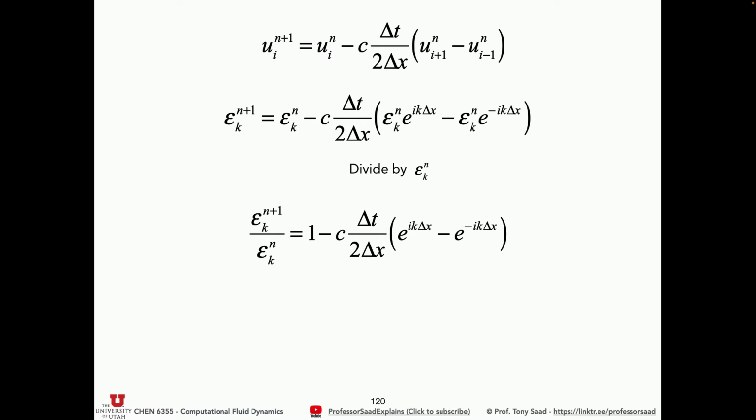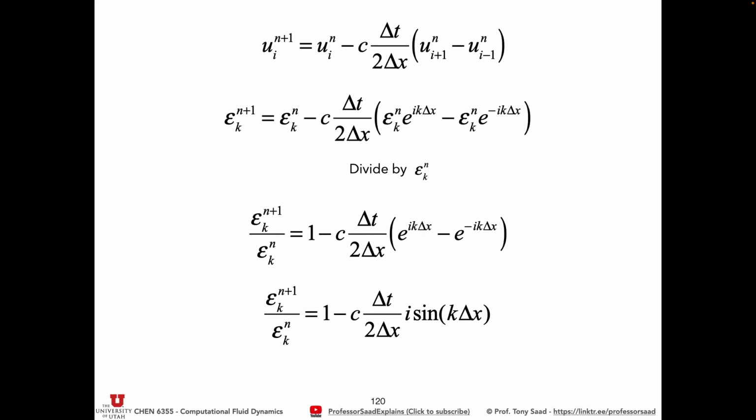OK? So we can't look at this. We're not there yet. We need to take the magnitude of this. So let's see how this works. I'm going to simplify this with one more combination by taking the sine rule for the exponential, and this combo becomes i sine k delta x.